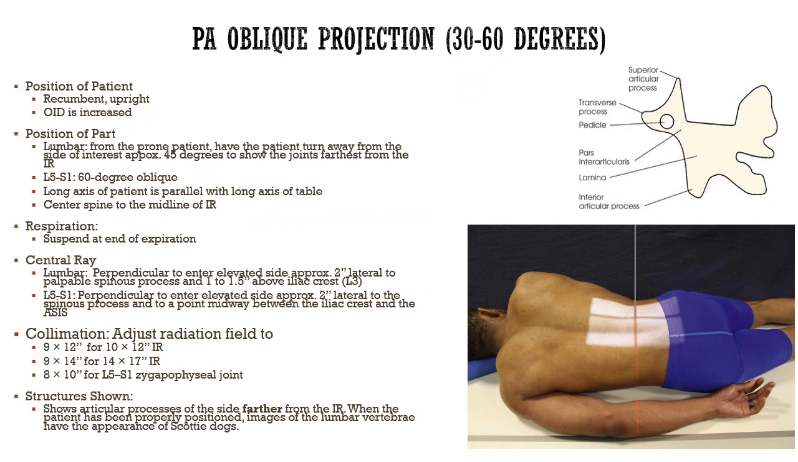So the PA projection is going to be the same thing, except that the patient now is just in the opposite position. The OID is increased because we're going to open the side furthest from the image receptor now rather than closest. The same positioning applies, the same respiration applies, and the same centering applies actually. Even the collimation is the same. The difference is we're looking at the side furthest from the image receptor.